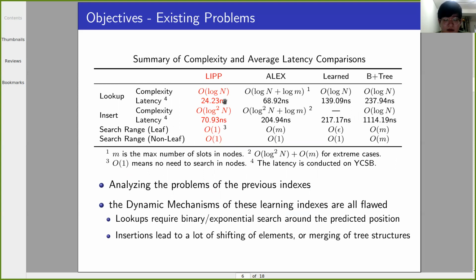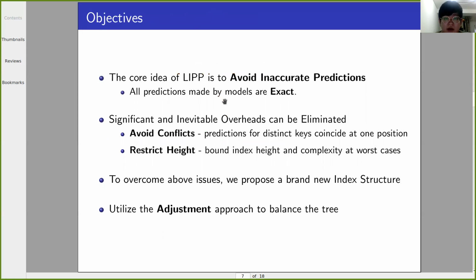Thus, analyzing the problems of previous indexes, we find those dynamic mechanisms are all flawed. Lookups require binary or exponential search around the predicted positions, and each insertion will also lead to element shifting or subtree structure merging. So, we proposed our index, LIPP. The core idea is to avoid inaccurate predictions. That is, all predictions made by our models are exact. Then we could eliminate significant and inevitable overheads.